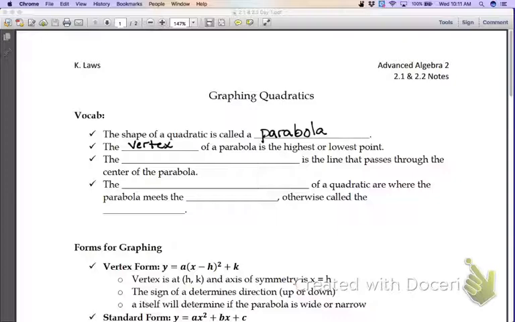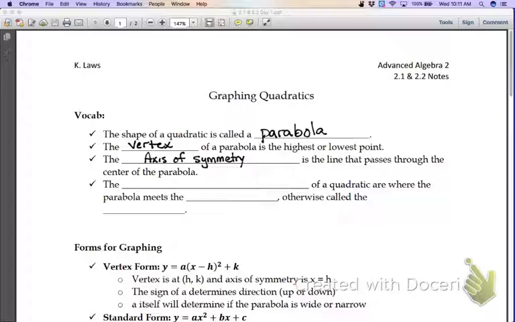With any parabola, just like with the graph of an absolute value, you could draw what's called an axis of symmetry. That's basically an imaginary line that's going to go through the center of the parabola. So I can draw through the vertex, because the vertex is going to be right in the middle, an imaginary vertical line. It will always be a vertical line.